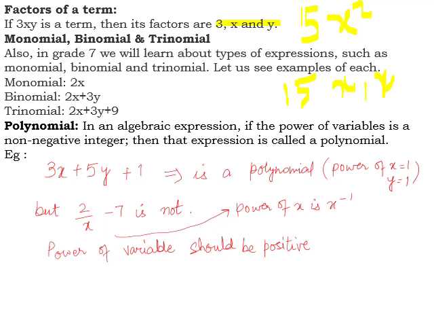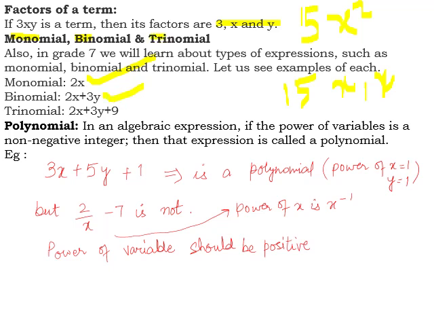Fine. Okay. Now we have types of expressions. Please see how they differ. Mono. Always try to learn the meaning of the words. Mono means single. So a monomial consists of just one term. Example is given as 2x. It has only one term, that is 2x. Bi. Bi means 2, so it will have two terms. Let us take one example, 2x plus 3y.